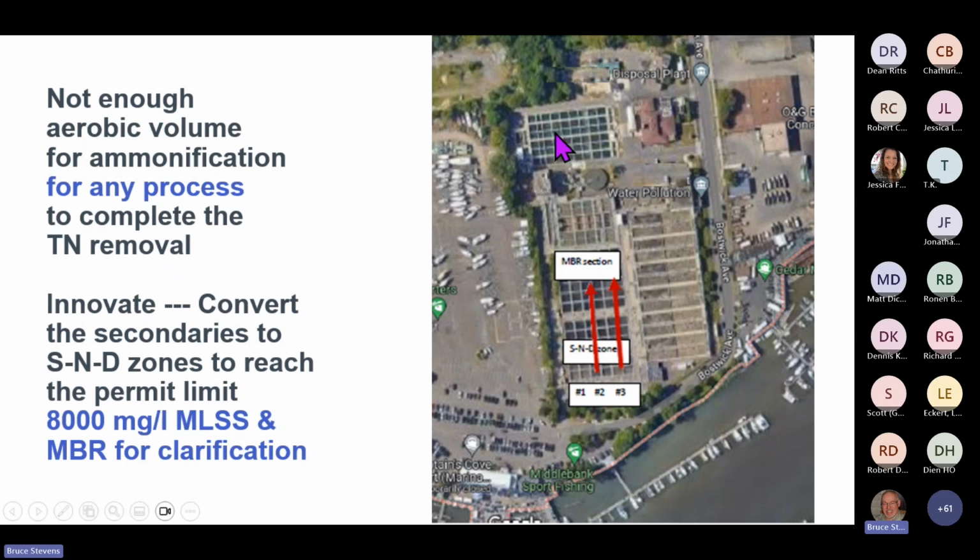They're going to be implementing an upgrade to the first section, which is the primary clarifiers, and doing some innovative things up here before they go and upgrade the aerobic system in the next phase in a few years. So what we did is we looked at this and figured the volumes that we had in these tanks. And there's not enough room to do complete nitrification. And we don't believe there's any process that can make that work.